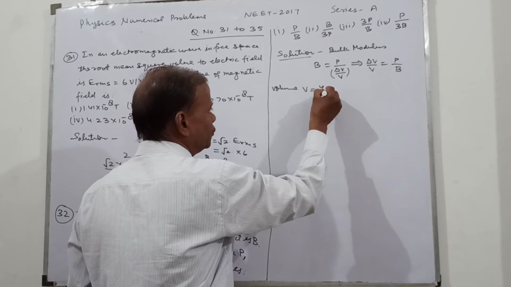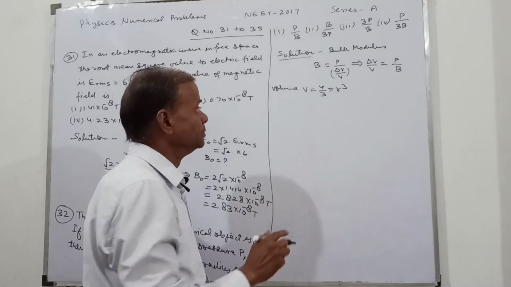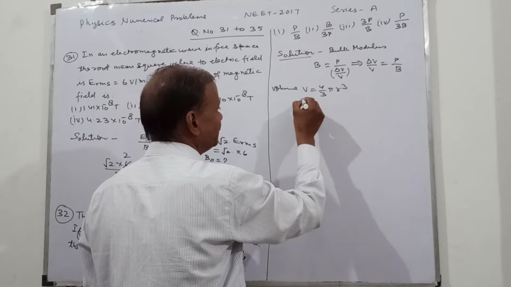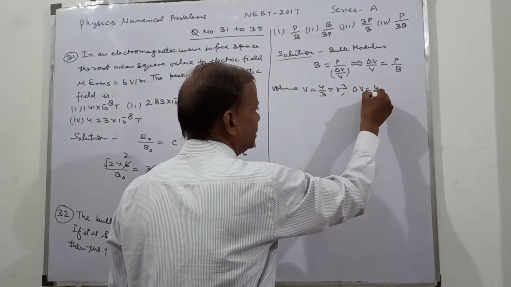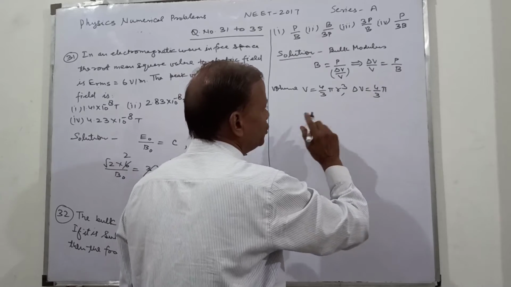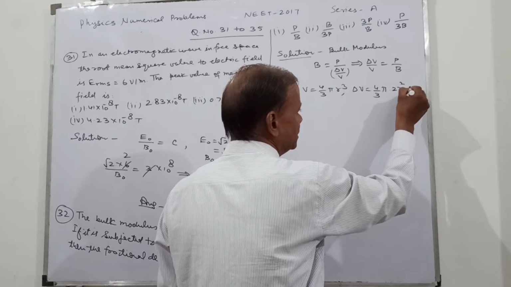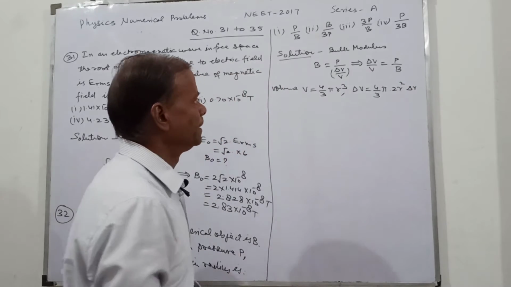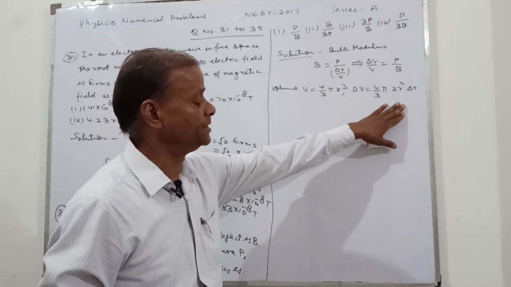Volume V equal to 4 by 3 pi r cube. This is a spherical object. So this is delta V. To find it, differentiate this with respect to r. 4 by 3 pi r cube gives 3 r square, then delta r. Then you will find this relation.